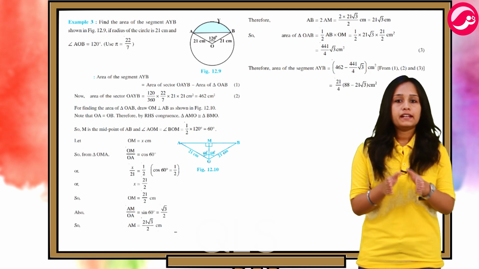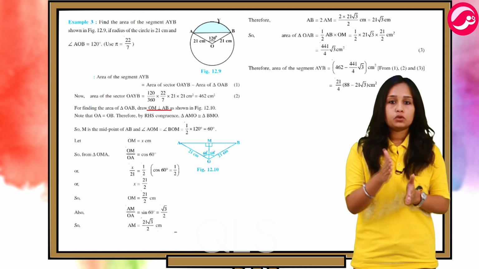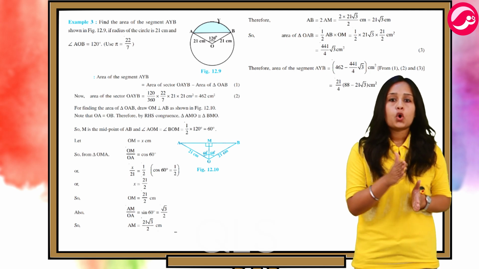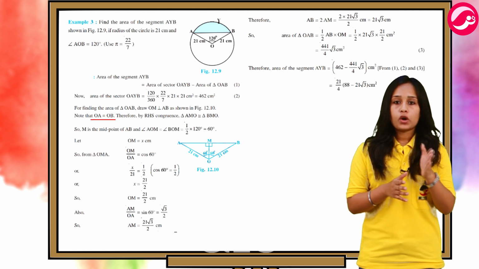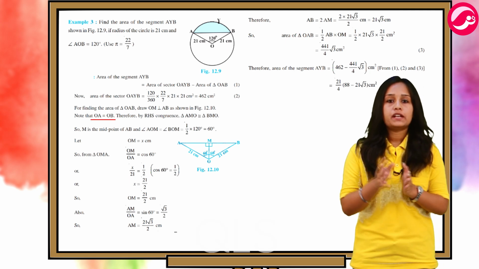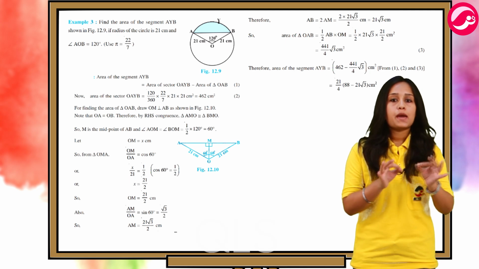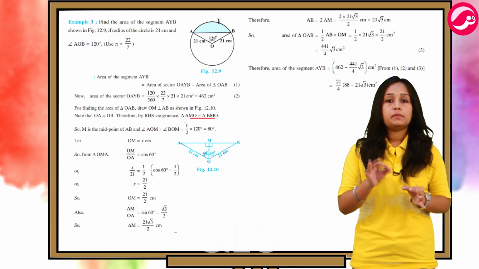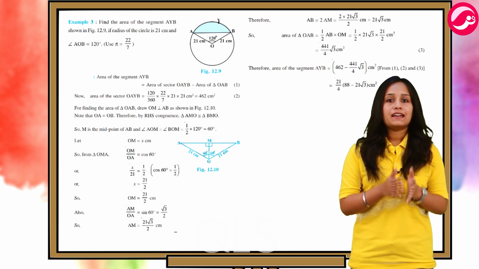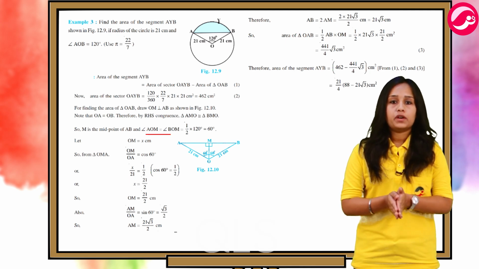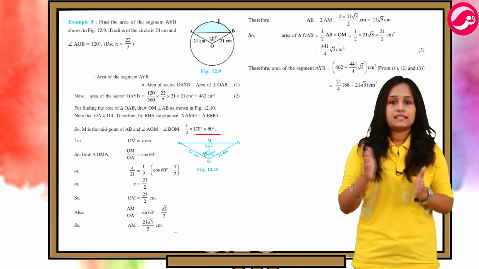Now for finding the area of triangle OAB, draw OM perpendicular to AB. I repeat, draw OM perpendicular to AB as shown in the figure. Note that OA is equal to OB since they are both the radii. Therefore, by RHS congruence, triangle AMO is congruent to triangle BMO. So, M is the midpoint of AB and angle AOM is equal to angle BOM, that is equal to half into 120 degree, that is 60 degree.